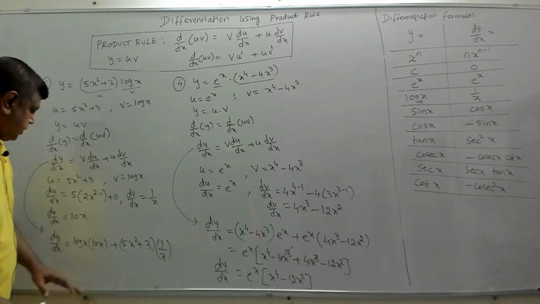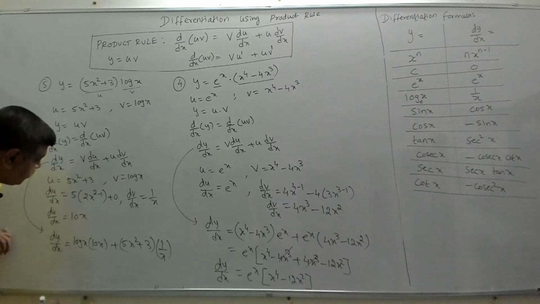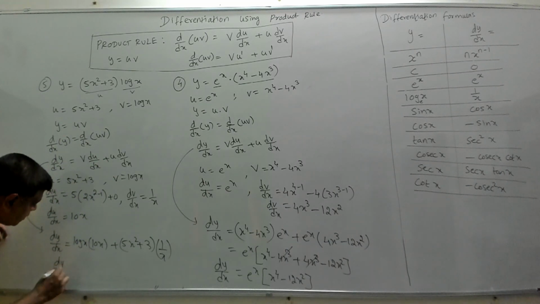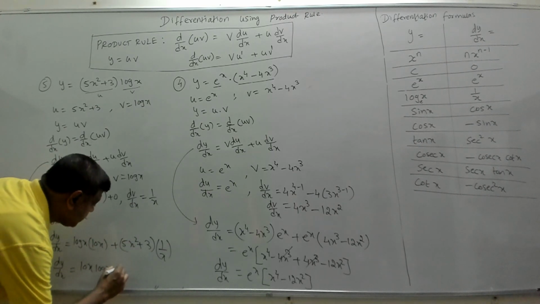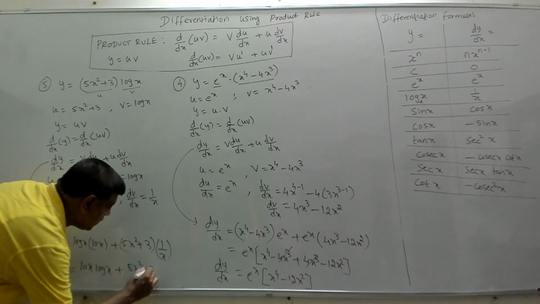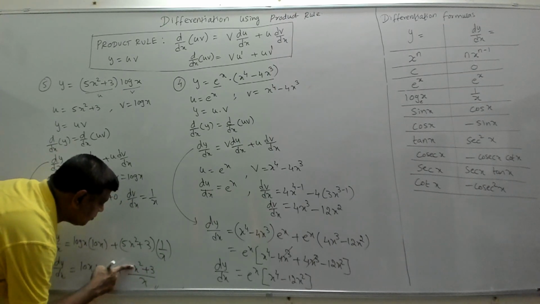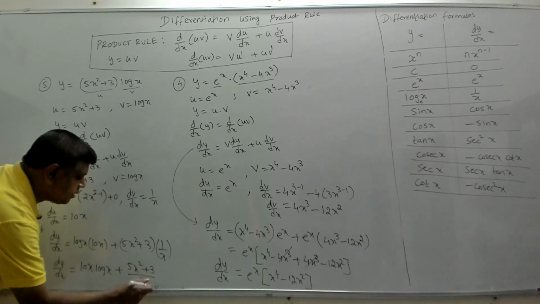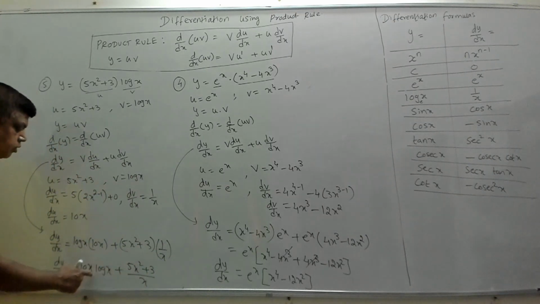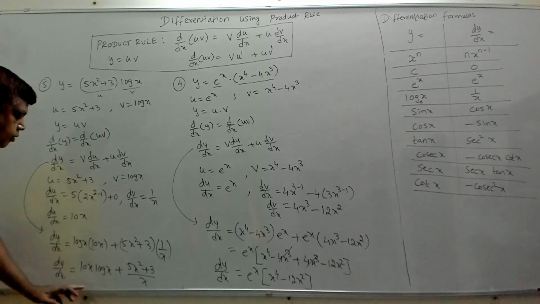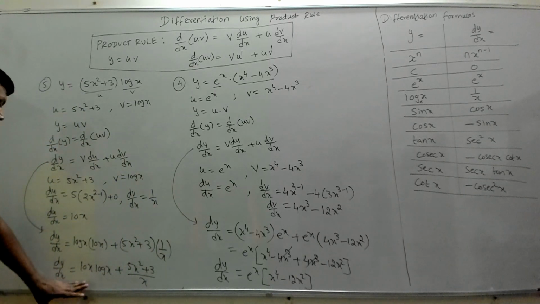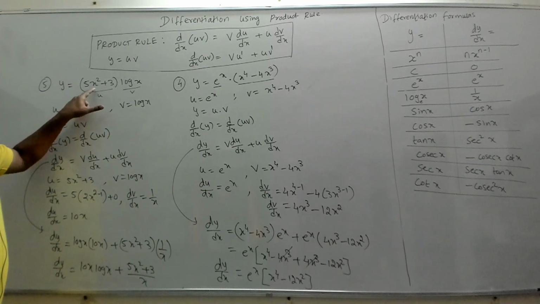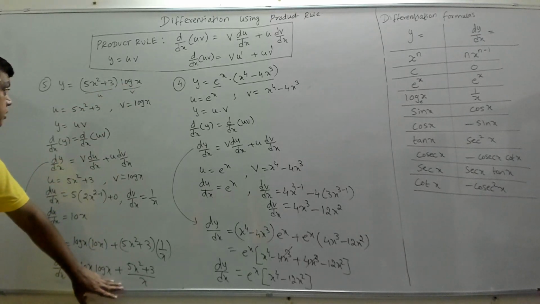So if we simplify this, we get dy by dx is equal to 10x log x plus 5x square plus 3 into 1 by x, that is, divided by x. So this is the answer. If you want, you can multiply this into this, and then we can also simplify. You can add these two and simplify, but we can stop here also, which is fine. So this is the derivative of the given function y is equal to 5x square plus 3 log x. Differentiation of that is this one.